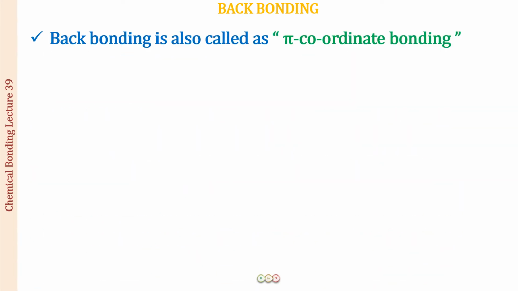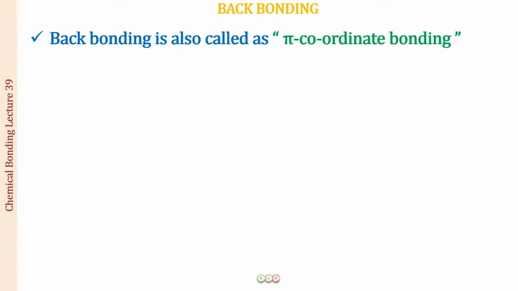So please do remember that back bonding is called a pi coordinate bonding. Why a pi coordinate bonding? First of all, why a pi bond? Because the first bond between the two atoms is a sigma bond, and then the back bond is the second bond that is formed, so it is a pi bond.